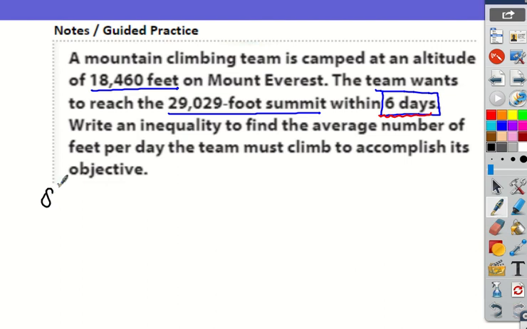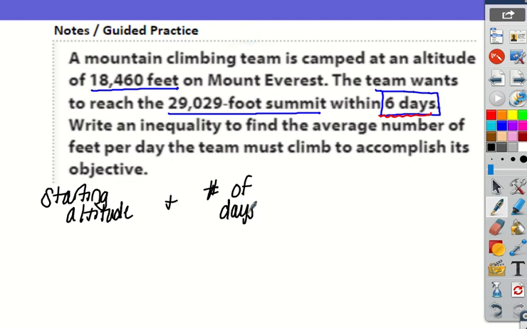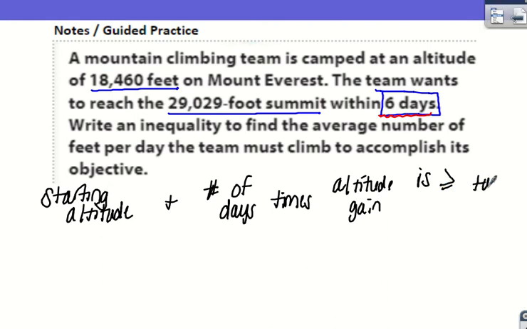So I'm going to put here starting altitude, then I'm going to have plus number of days times, let's use the word, I don't want to get confused with the dot, altitude gained is greater than or equal to target altitude. In that way, I can kind of fill in my numbers.